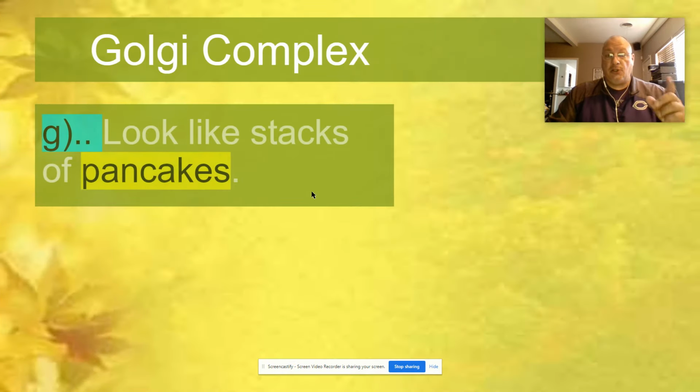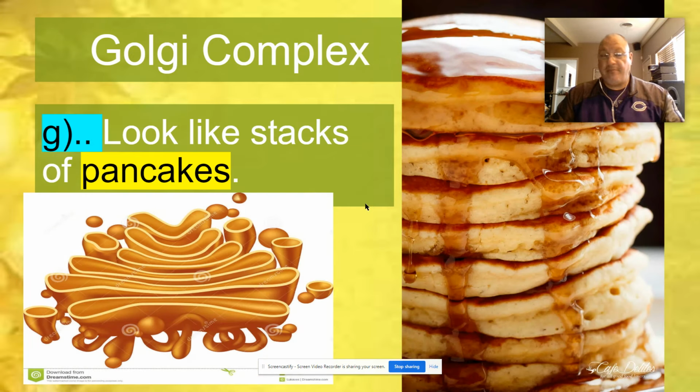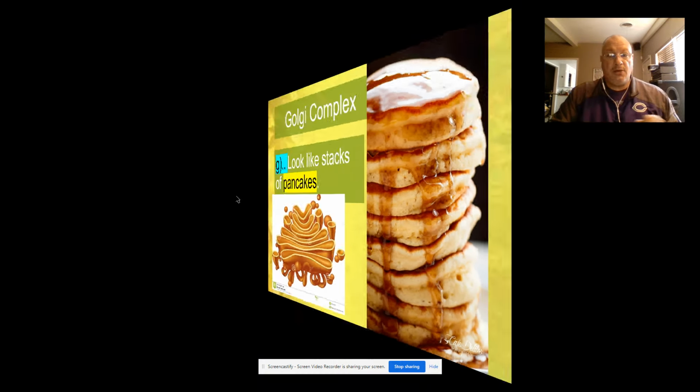The Golgi complex looks like a stack of pancakes in a cell diagram, kind of like this, or like that. Love pancakes. So those little balls on that picture are the Golgi vesicles. So it packages it up by pinching a little part of itself off, and it floats through the cell and delivers it where it needs to go.